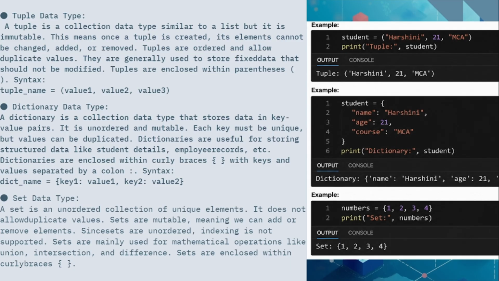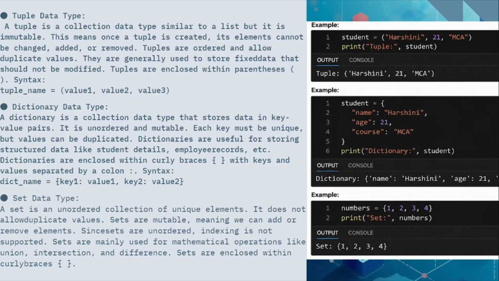Dictionaries are enclosed within curly braces. So in list we use square braces, in tuples we use simple parentheses, and in dictionary we use curly braces with key and value separated by a colon. In the example you can see the key is name and it is separated from the value, Harshini, by a colon. What is the syntax? Dictionary name, here I used student, is equal to curly braces, key 1 value 1, key 2 value 2. You can add as many key-value pairs as you need.